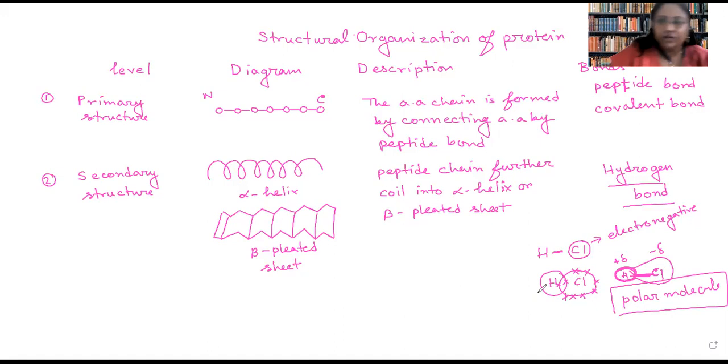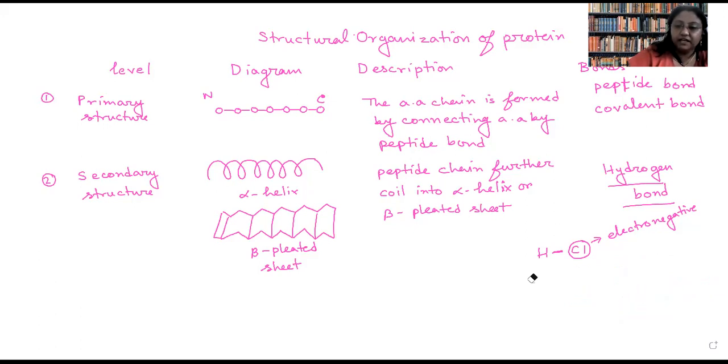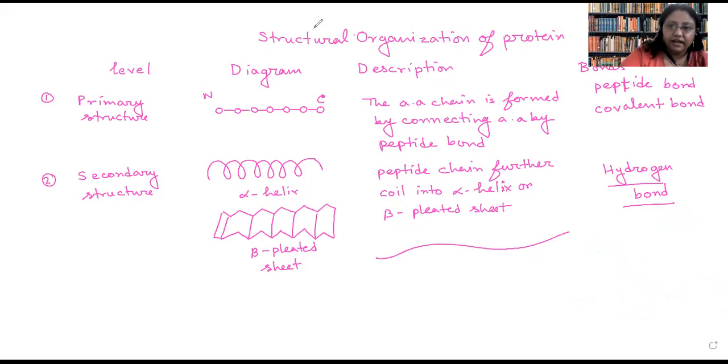As one of your friends asked me, how is it decided which part will be alpha helical and which part will be beta pleated sheet? This will depend on the amino acid sequence of the protein. Why? Because hydrogen bond is possible between two specific amino acids. Consider, I have a structure long like this, and I have types of amino acids like this.